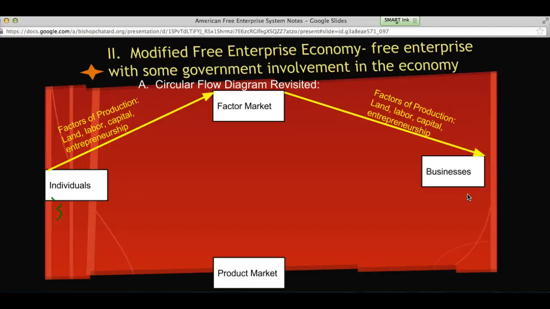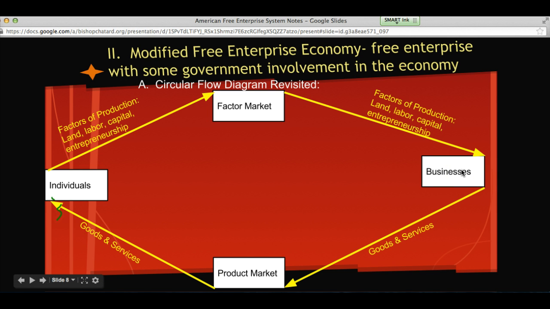And what are they going to do with that good or service? They're going to sell it. They're going to bring it to who? The product market. So they have to bring it to the product market to sell. Okay? So goods and services are brought to the product market. And then the product market does what with them? Sells them to individuals. Okay? So there's our goods and services to our individuals. So this is our clockwise direction of our circular flow.